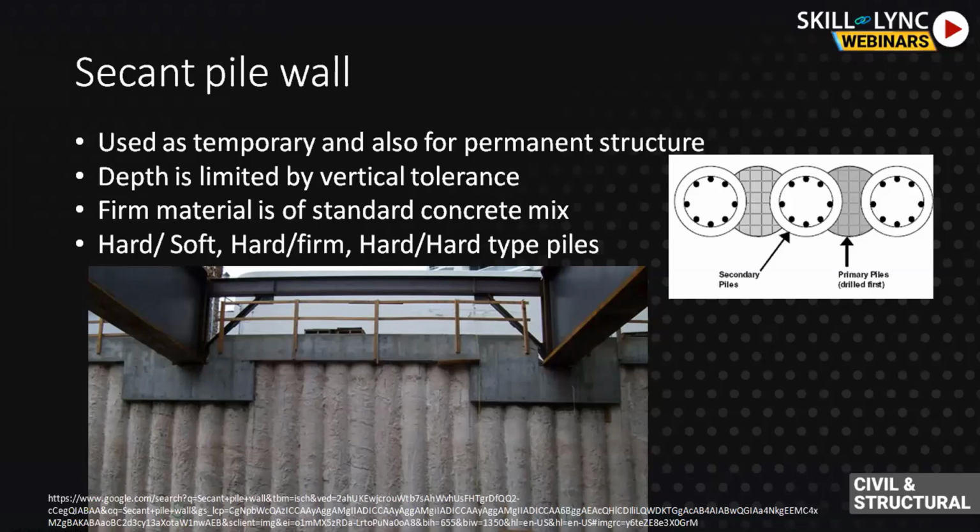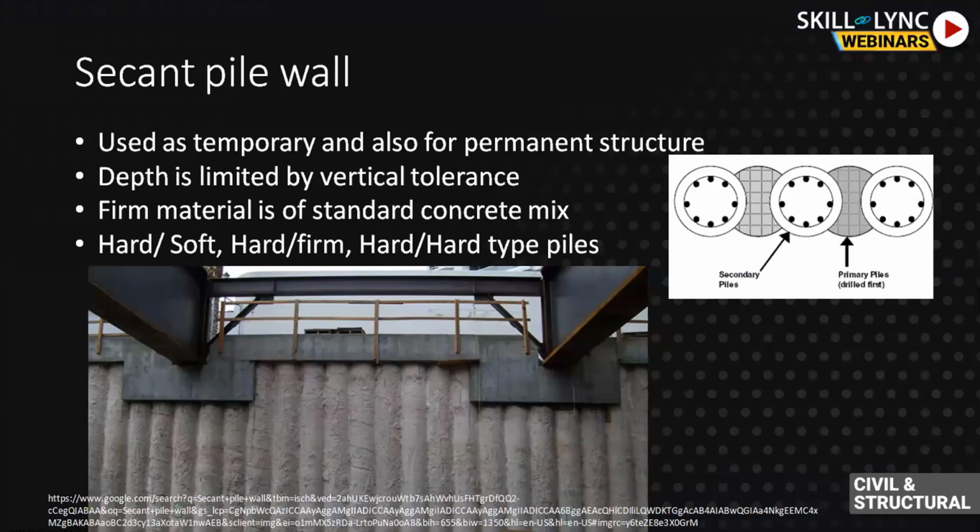First, the primary pile is drilled, then the secondary pile has to be bored over the primary pile. Generally, the overlap between the piles can be in the range of 150 mm. For hard-firm, it can be in the range of 125 to 225 mm. Overlap is considered. You should have boring equipment that has to cut through the primary piles, and then the secondary pile is constructed.